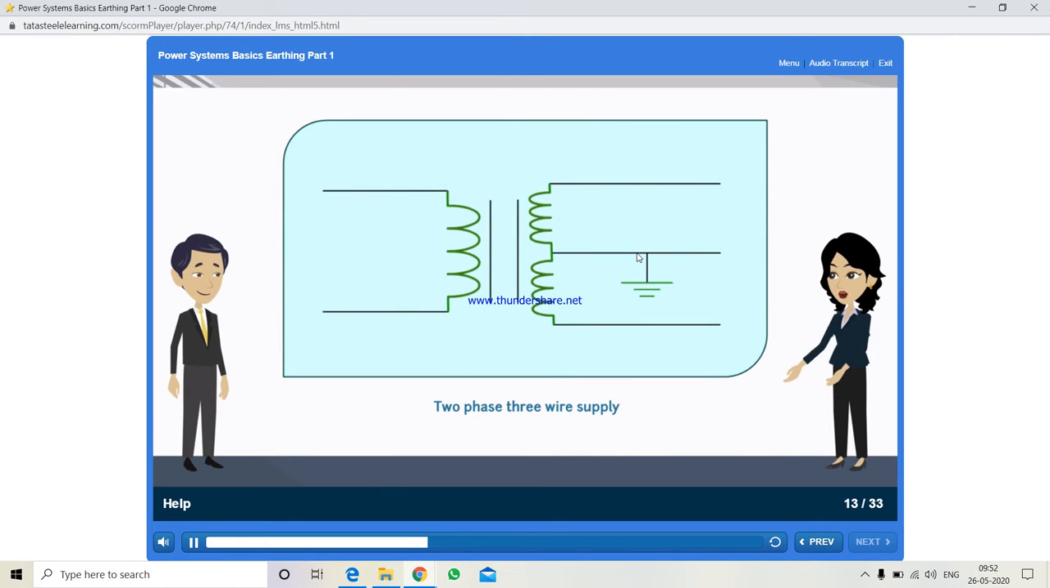Okay, let me guess here. In this image, these are two phases connected with three wires. And here the neutral is grounded. Am I correct, Mayank? Absolutely, Sophie. You got it right. However, this is not all. There are other considerations also. Is it? Please go ahead.